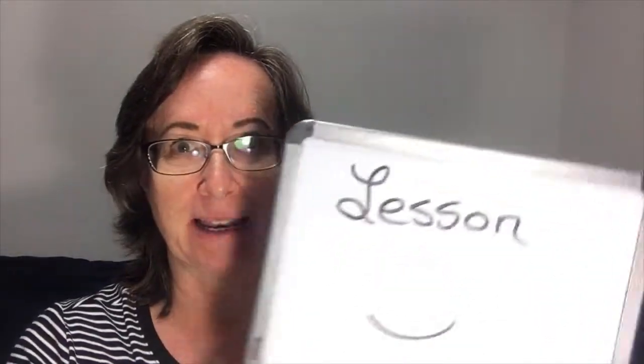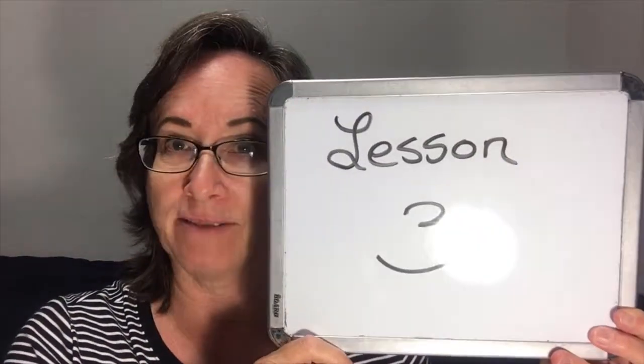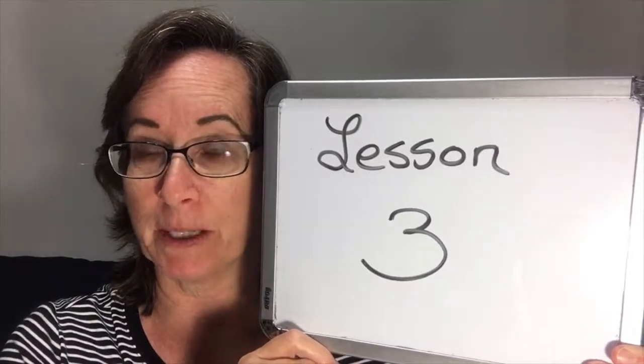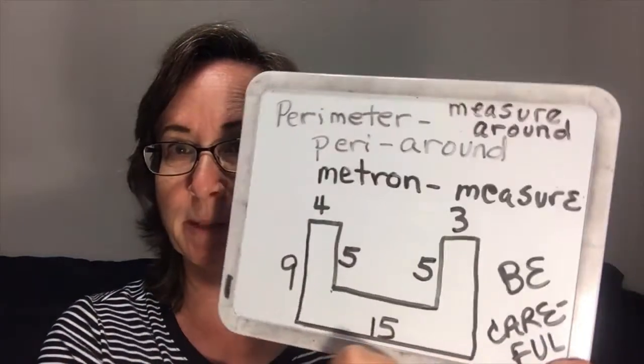Today we're talking about lesson 3 of our Saxon orange book. And we're talking about some pretty interesting concepts. The first one that we're going to talk about is perimeter.